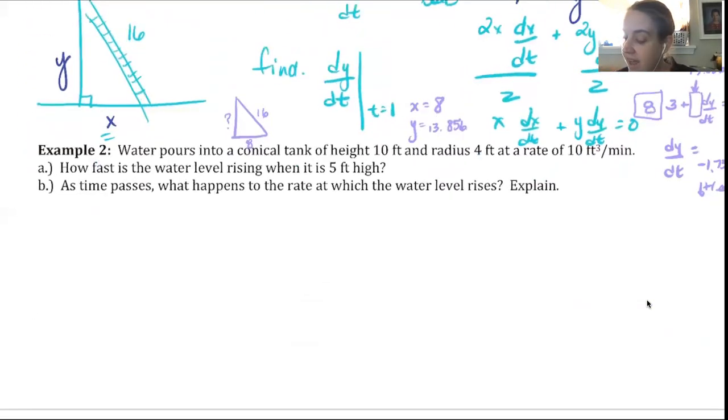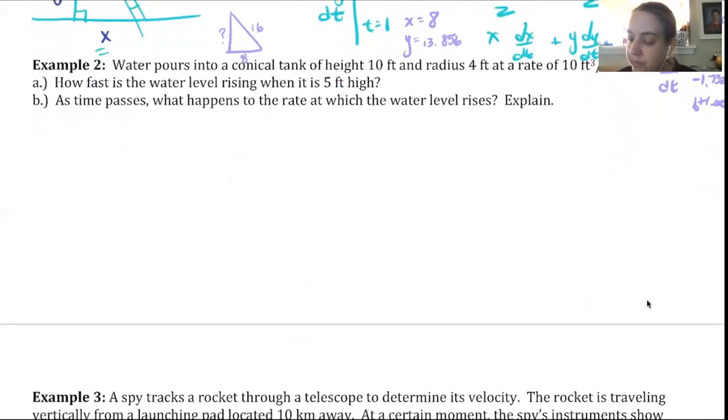We have a conical tank. Water pours into a conical tank of height 10 feet and radius 4 feet at 10 cubic feet per minute. How fast is the water rising when it is 5 feet high? And as time passes, what happens to the rate at which the water level rises?